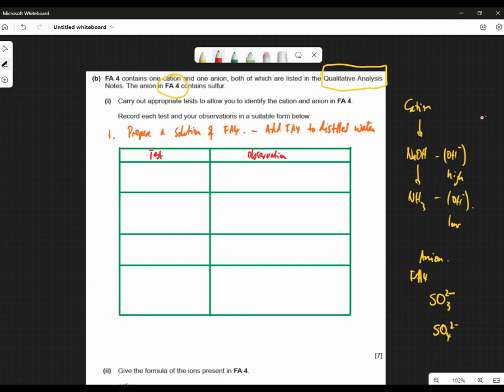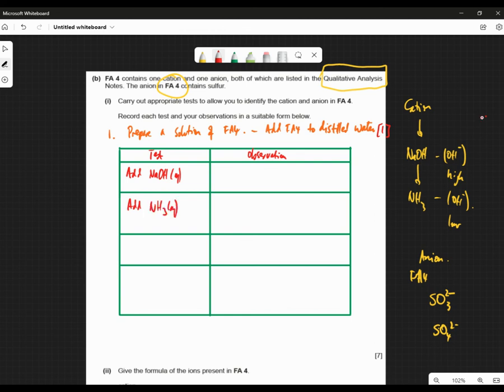By the way, we get 1 mark for this, just saying make a solution. There's 6 marks available for the table, I think. I can't remember. All right, what's the test? Right, the first test is we're going to add sodium hydroxide. I know I'm going to do that because I'm testing for a cation. And the second test, because I'm testing for a cation, I'm going to add aqueous ammonia.